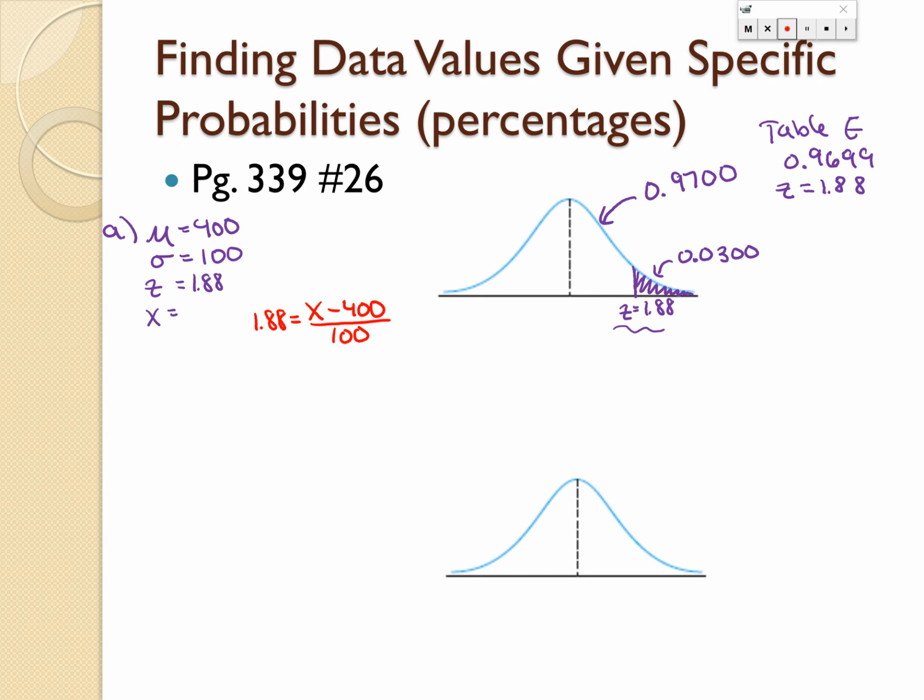Multiply by 100. Yeah, we got to get the 100 out of there. Multiply both sides by 100. That gets the 100 out of the denominator. So now we have 188 equals x minus 400. Easy last step. Just add our 400. So we have 588 equals x.